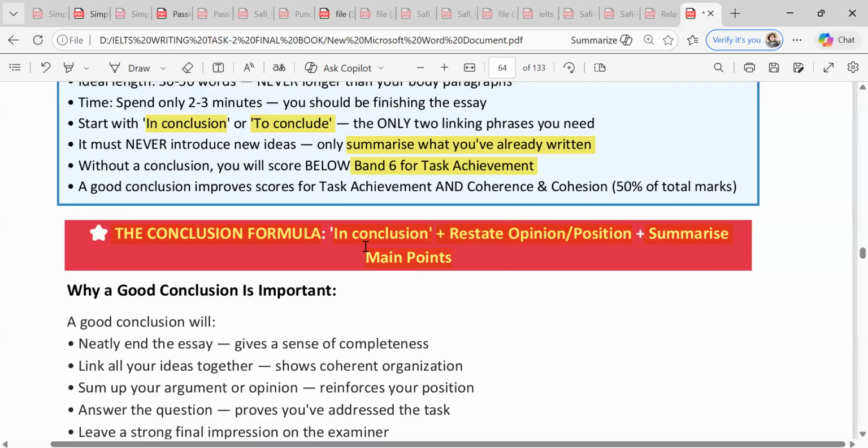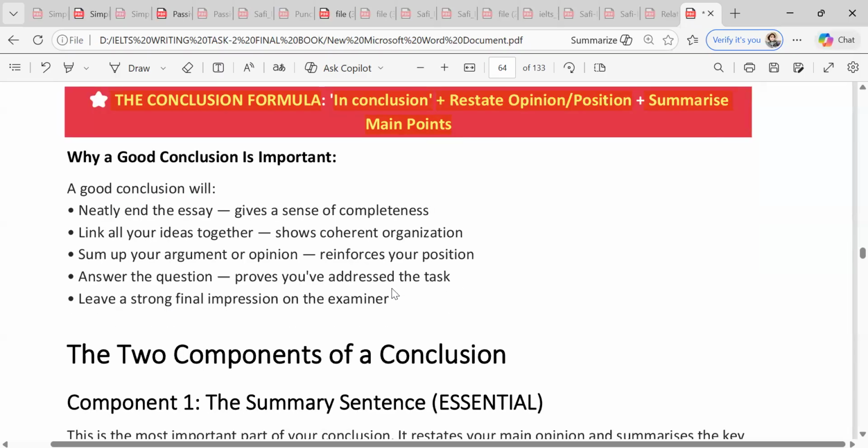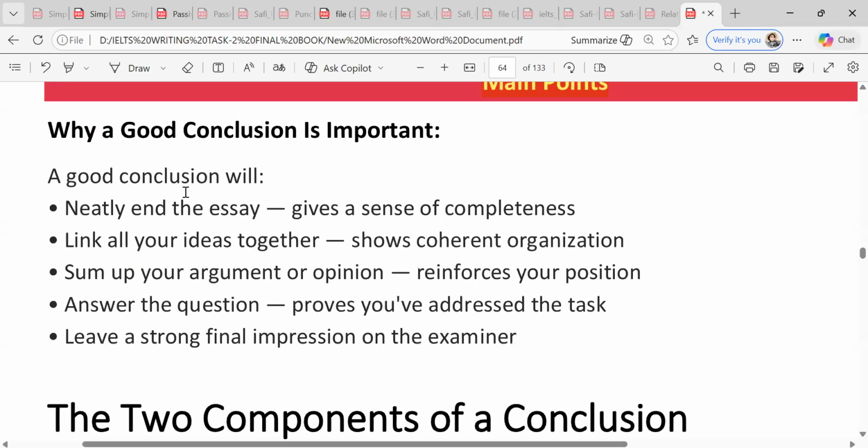First of all, you may start with In conclusion, then state your opinion or position, and then summarize your key points. Why is a good conclusion important? We want to study this. A good conclusion will neatly end the essay and give a sense of completeness. It links all of your ideas together, shows coherent organization, sums up your argument or opinion, reinforces your position, answers the question, proves you have addressed the task, and leaves a strong final impression on the examiner.